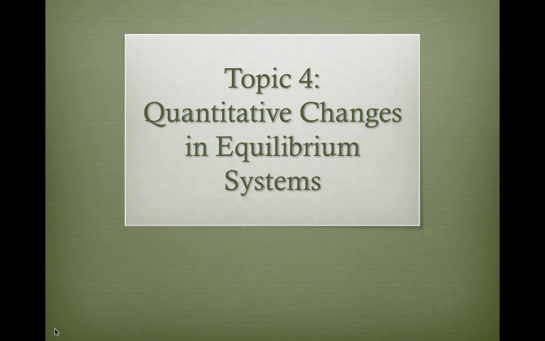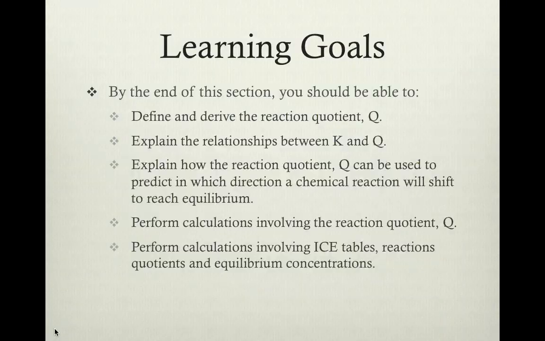Hi all, today we're going to talk about topic 4, quantitative changes in equilibrium systems. This will be a multi-part lesson where today we're going to be focusing on the reaction quotient. So we're going to try to define and derive it. We're going to explain its relationship to the equilibrium constant K. We're going to see how we can use it to predict which direction an equilibrium will shift. A system will shift to establish equilibrium, and we'll also perform some calculations with it.